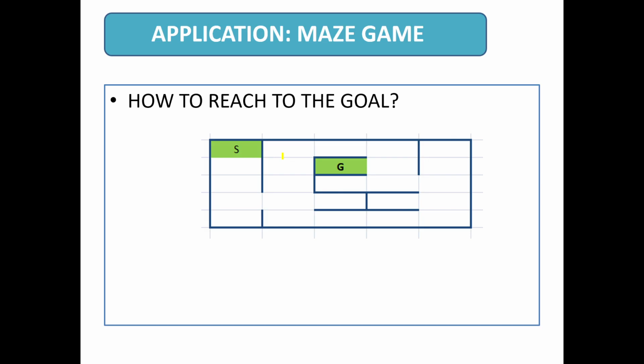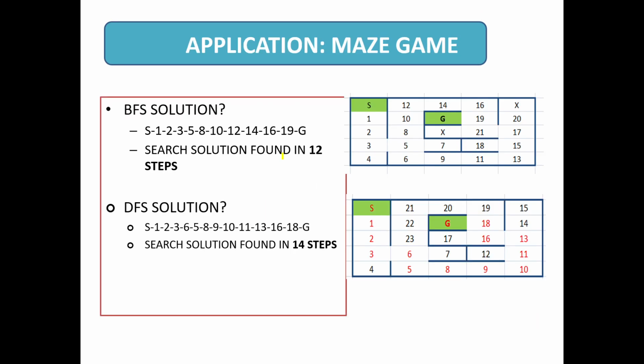The application of BFS and DFS: you can use them for solving some problems like a maze game. For example, here the start node is S and G is the goal state. How do you find the solution using BFS? In BFS, you search S, 2, 1, 2, again 3. Then it can go for 4 or 5. Here 5, 8, then 10, 12, 14, and G we can reach.